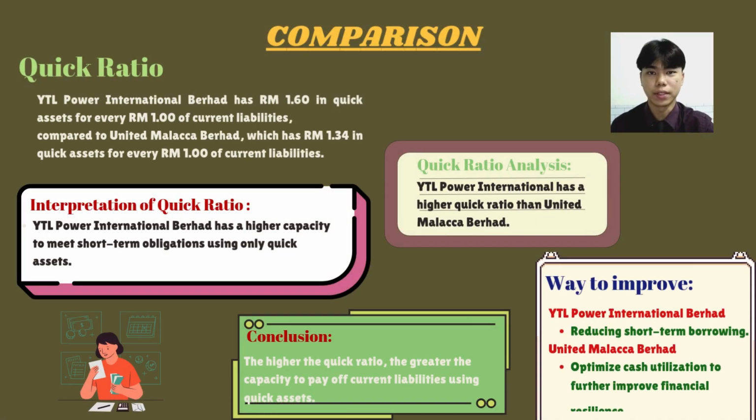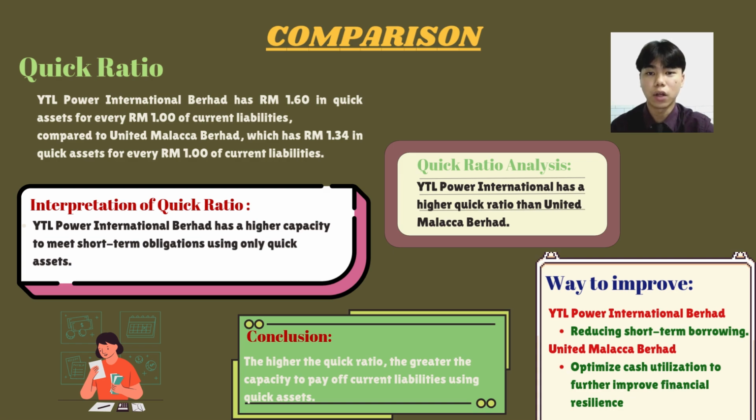Next, quick ratio comparison. We can see that YTL Power International has 1 ringgit 60 cent in quick assets for every 1 ringgit of current liabilities, compared to United Malacca Berhad, which has 1 ringgit 34 cent in quick assets for every 1 ringgit of current liabilities. Quick ratio analysis: YTL Power International has a higher quick ratio than United Malacca Berhad.